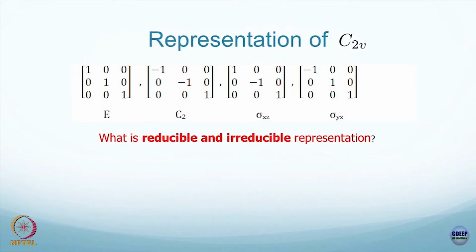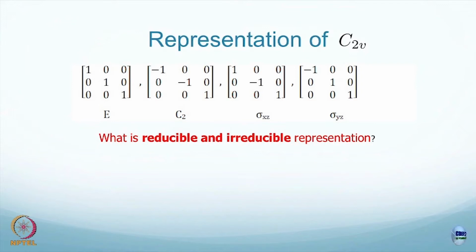Clear? And similarly, C2 times sigma v can be written as a mirror in the yz plane; both are equivalent. The mirror in the yz plane will change the x component alone, but not the y and z components. Is this clear? That is how I have written a matrix representation for the C2v group.